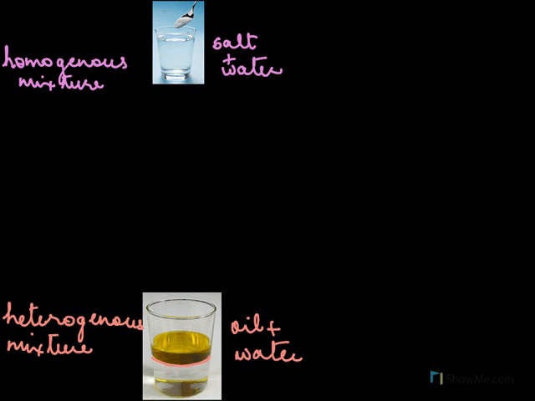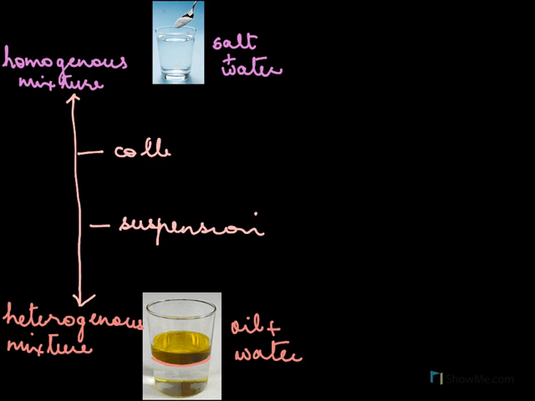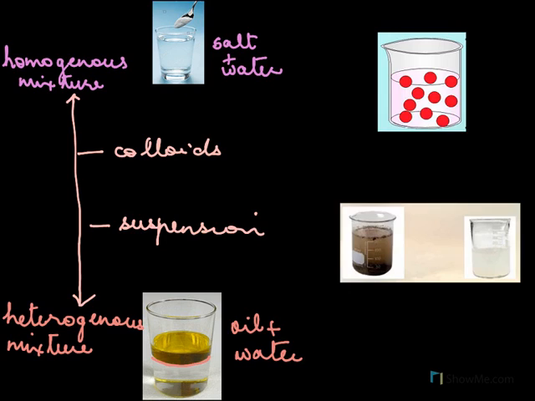Now between these two, homogeneous and heterogeneous, we have another set of mixtures, and that is suspensions and colloids. Today we will learn about these mixtures, the suspensions and colloids, which lie between the homogeneous and heterogeneous mixtures. Now we'll get into suspensions.